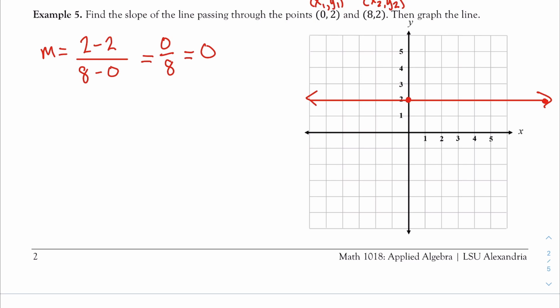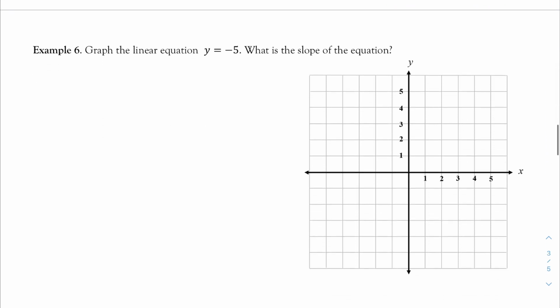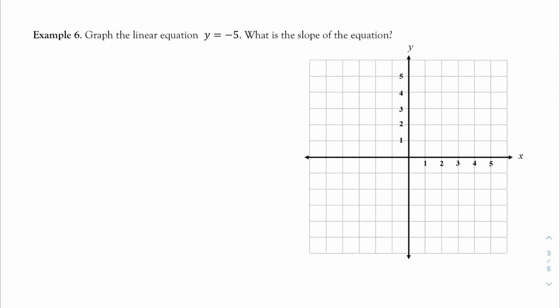Just so that we're exposed to some more functions, or equations, let's look at example 6 now. Graph the linear equation y is equal to negative 5. What is the slope of the equation? So before, each time I gave you an equation of a line, you would pick your favorite x value, plug it in, and get a y value. But if I look at this equation, y is equal to negative 5, this is telling me no matter what x value I use, my y value is always negative 5.